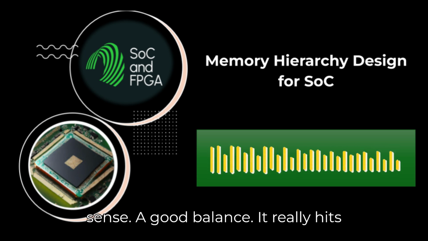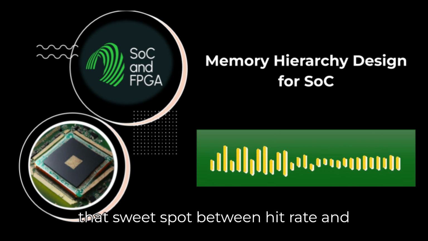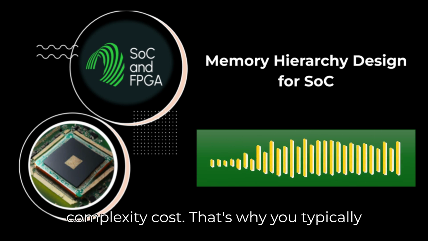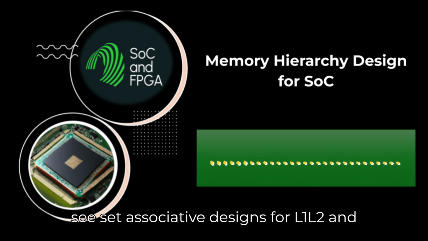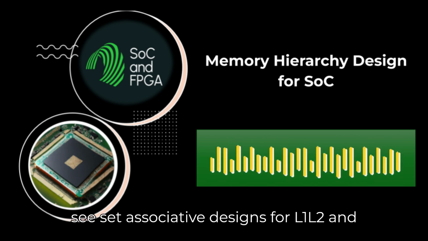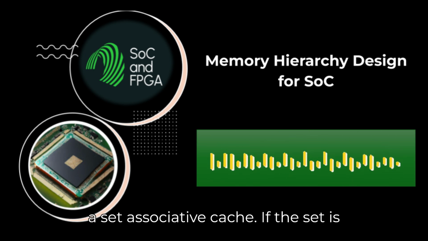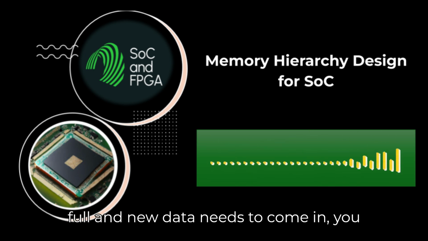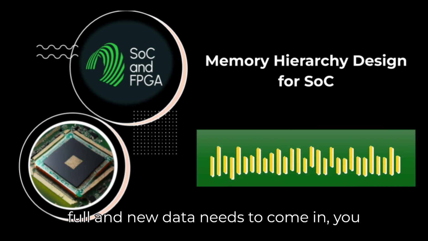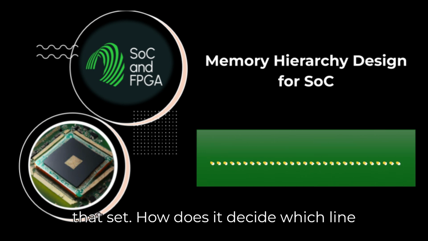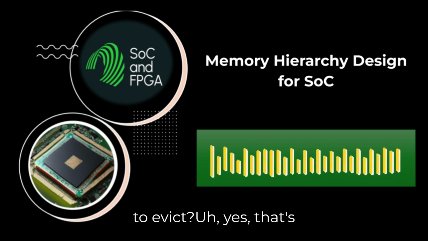That makes sense. A good balance. It really hits that sweet spot between hit rate and complexity cost. That's why you typically see set associative designs for L1, L2, and L3 caches in modern CPUs. Okay, now within a set associative cache, if the set is full and new data needs to come in, you still have to kick something out from that set. How does it decide which line to evict?